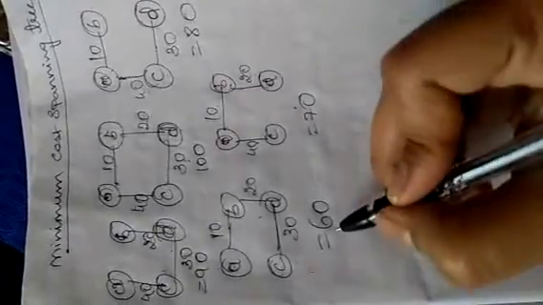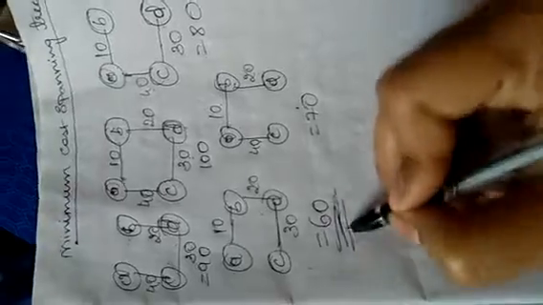These are the 4 spanning trees I have written. Among these 4 spanning trees, which spanning tree is giving minimum cost? This spanning tree is giving minimum cost. So this spanning tree is called your minimum cost spanning tree. The spanning tree which gives the minimum cost is called the minimum cost spanning tree.